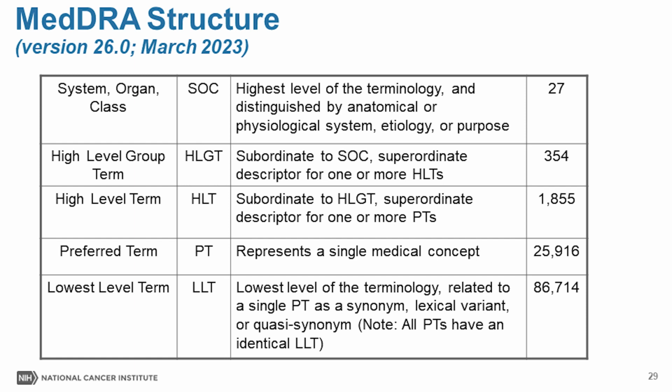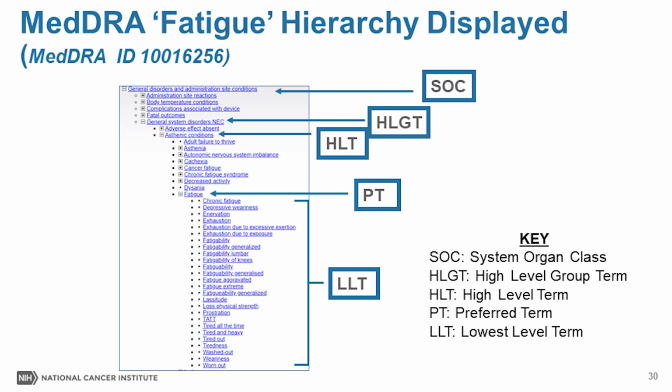And here is an example of the preferred term fatigue, which is found in the system organ class of general disorders and administration site conditions, a high-level group term of general systems disorders, NEC, or not elsewhere classified, a high-level term of asthenic conditions, preferred term of fatigue.